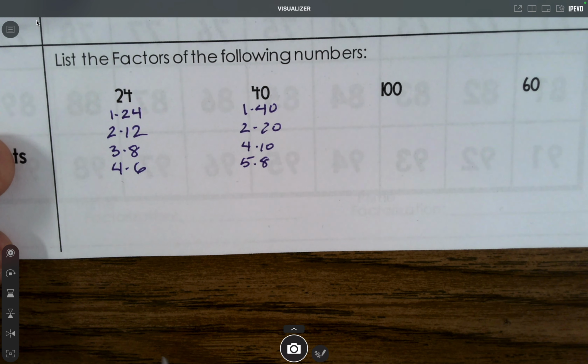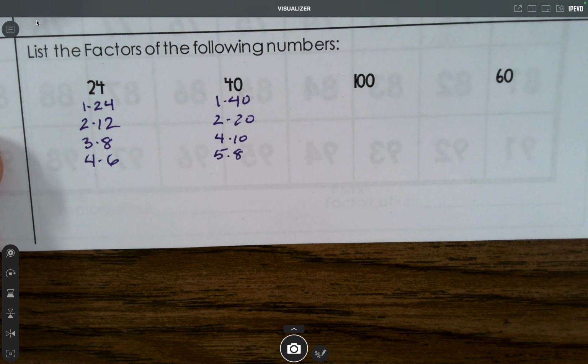So I'd like you guys to take a second and pause this. I'll give you about 60 seconds to try to fill out these two, listing their factors. So go ahead and pause it, please.